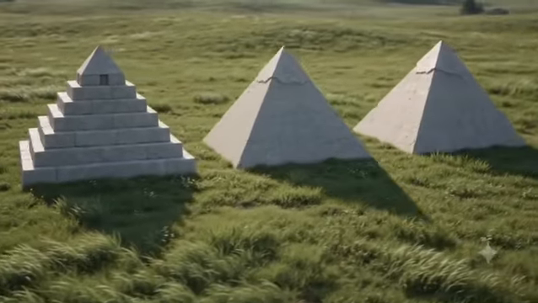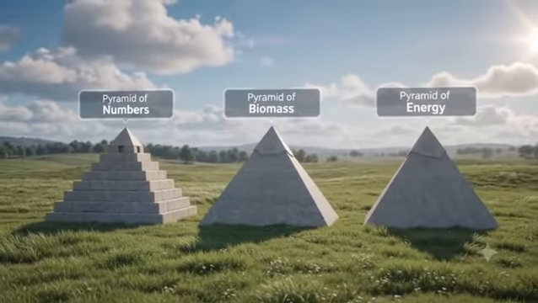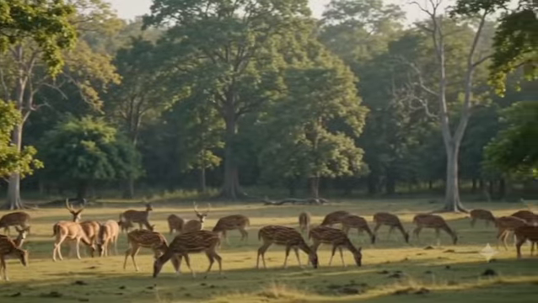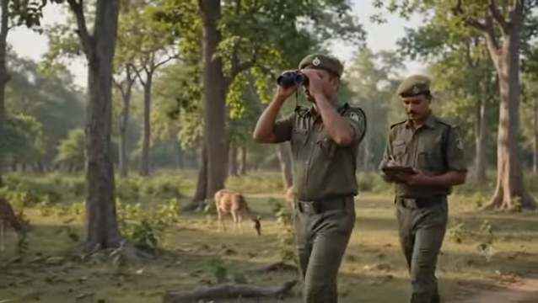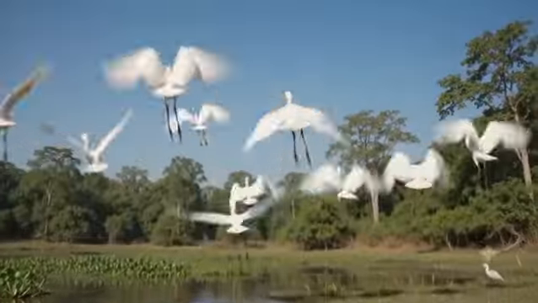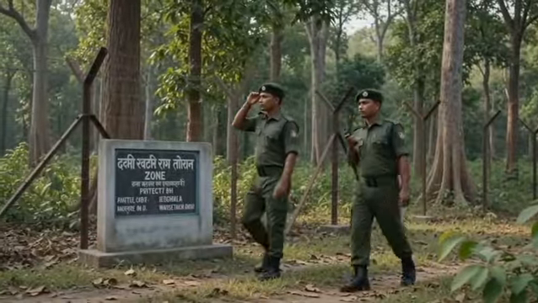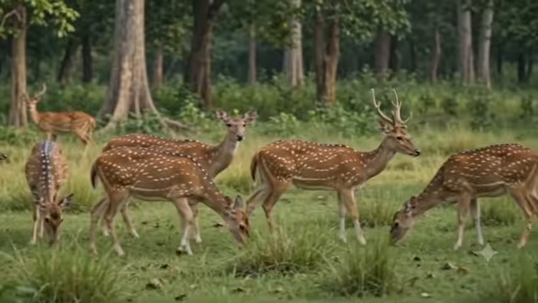Ecological pyramids represent numbers, biomass, or energy at different trophic levels. A wildlife sanctuary protects wild animals and their habitats from harmful human activities. A national park provides stronger legal protection to its entire natural ecosystem.